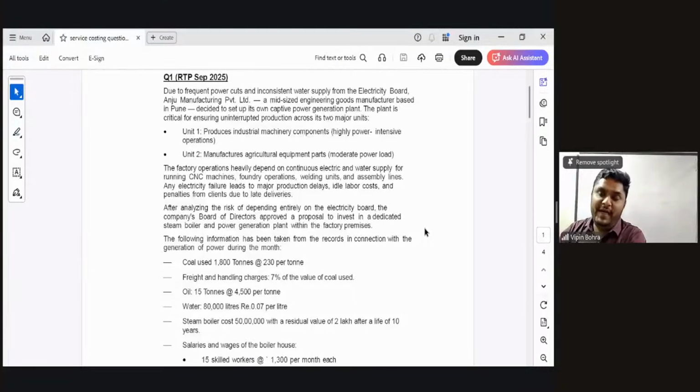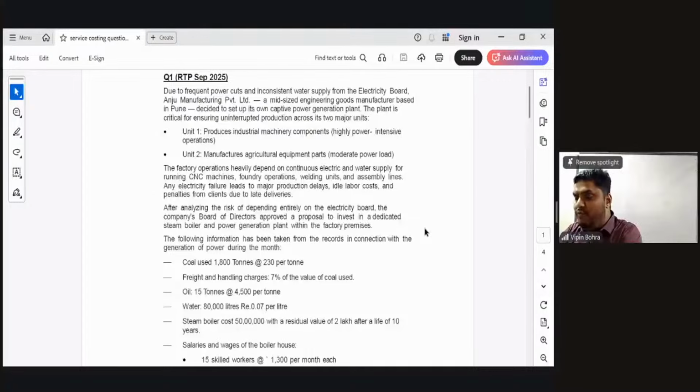So they are just fed up with the electricity board, and they are planning to set up a plant which will generate electricity so that they can get electricity supply to make sure that their units are running consistently, that is Unit 1 and Unit 2. So they are planning to set up a plant which will generate electricity, and the information is given in the question as regards that plant.